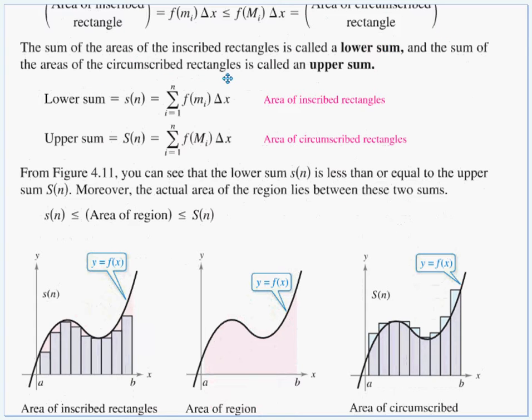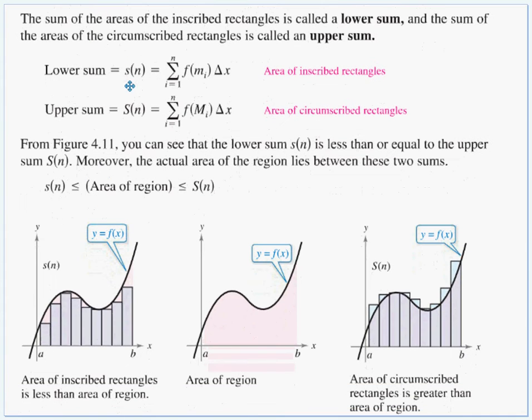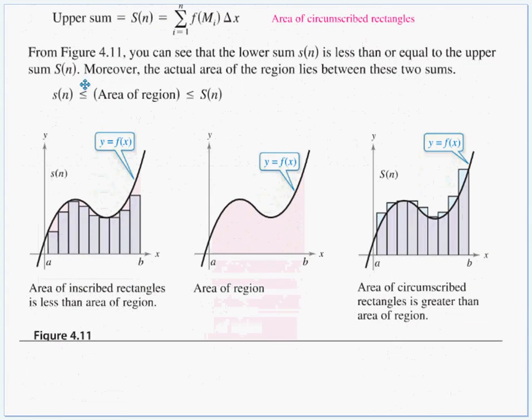The sum of the areas of the inscribed rectangles is called the lower sum. The sum of the circumscribed is called an upper sum, our under and over estimates. So the lower sum, we use lowercase s of n. That is our summation of the mins, f of lowercase m sub i delta x. The upper sum, the overestimate, is capital S of n. It's the sum of all the rectangles using the max of that interval, f of capital M sub i delta x. So from the figures below, we can see the lower sum is less than or equal to that of the upper sum. Moreover, the actual area, the true area, lies somewhere in between.